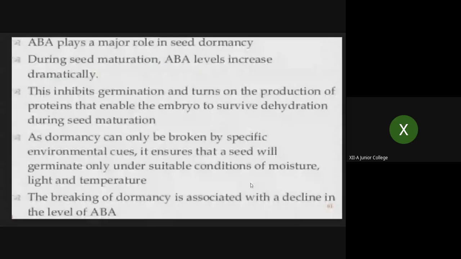And it plays a role in seed dormancy. As I said, when the seed's ABA level is increased, the seeds automatically remain in the dormant phase for a longer time. There is no breaking of seed dormancy until environmental factors are favorable. The breaking of dormancy is associated with a decline in the level of ABA. That means when the environmental conditions become favorable, the ABA level will drop and the GA level will increase. So it plays the opposite role to that of gibberellic acid.